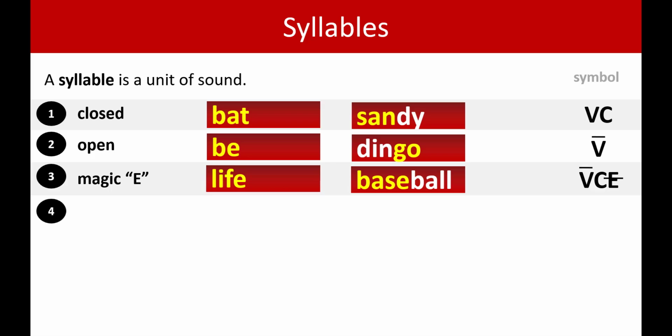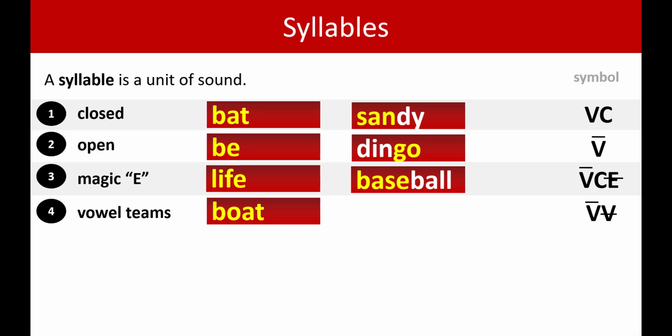Type 4 is vowel teams. Boat is an example. Now look at the symbol. Long vowel, another vowel, but crossed out. So the second vowel is crossed out because it makes the first vowel a long vowel, but is not itself pronounced. Here is another example. Pie in the word magpie. So the letter I is pronounced as a long vowel, and the E, which is the second letter in the vowel team, is not pronounced at all.